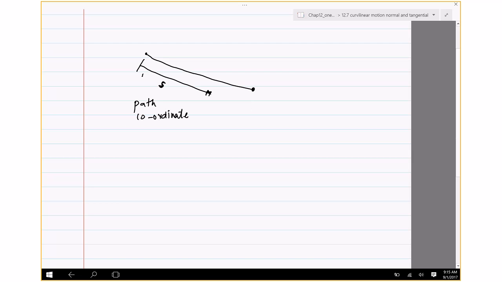For rectangular coordinates, we had i, j, and k. For path coordinates, we have a different set of unit vectors. I'll call this ut. U signifies that this is a unit vector, and the t signifies that it is a component which is tangential to the motion along that path. When you have a curve, you can always draw a tangent to that curve, and that signifies the tangential direction. The other direction is normal to the tangential direction, and it's called the normal component. These two vectors, ut and un, are unit vectors, just like i, j, and k are unit vectors along x, y, and z.